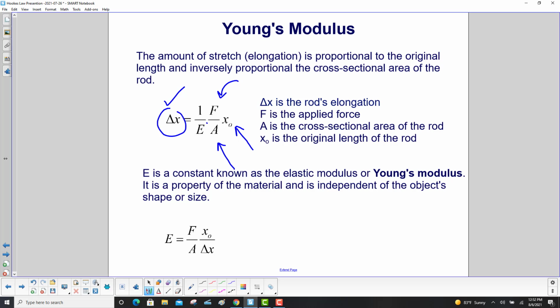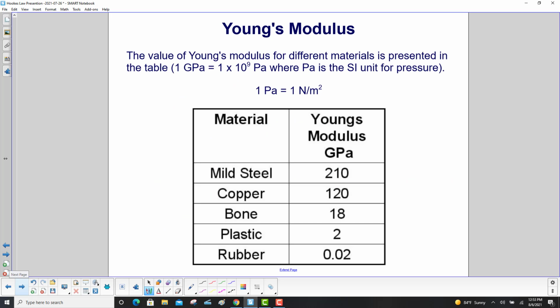E, that's the new term here, is a constant known as the elastic modulus or Young's modulus. It is a property of the material and is independent of the object's shape or size. And rearranging the top equation, this is what E, or Young's modulus, is equal to. The value of Young's modulus for different materials is presented in the table.